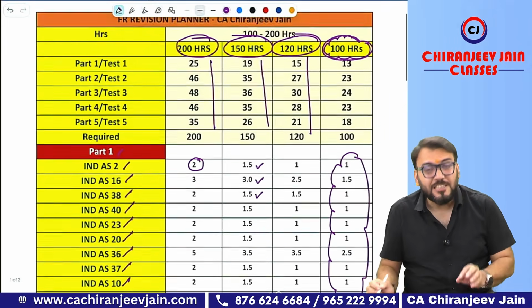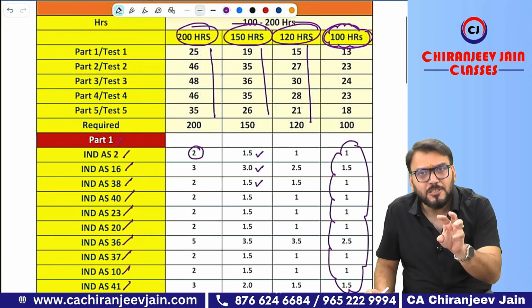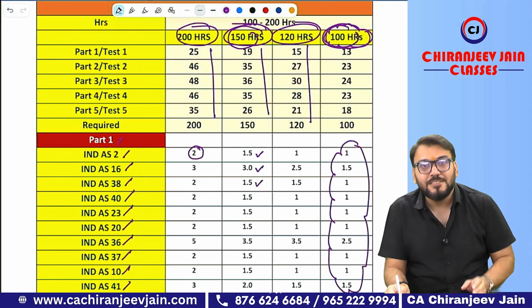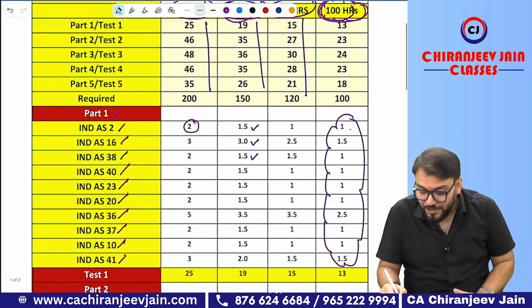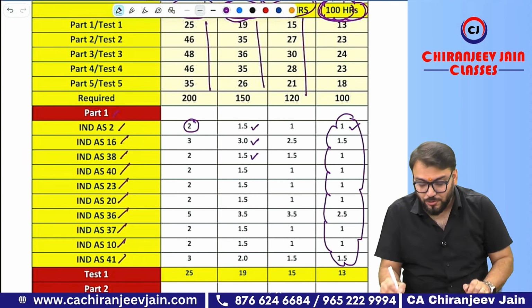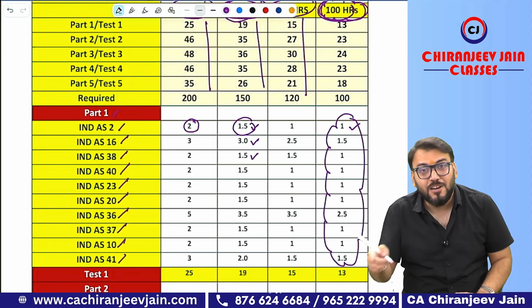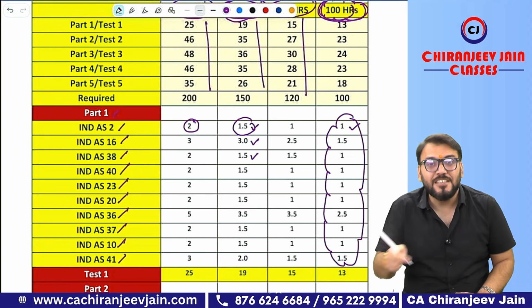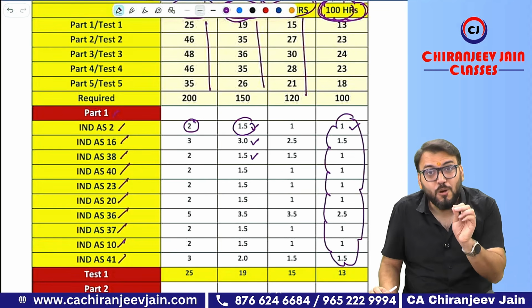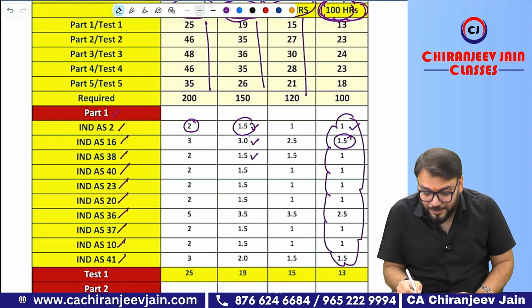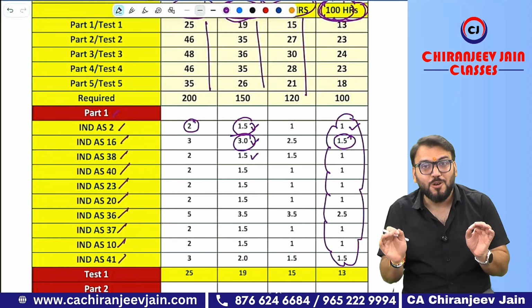Try to understand, if I am teaching you 100 hours, 50 hours is left. So what you can do, 150 hours minus 100 hours is 50 hours. It means if I have already given 1 hour for Ind AS 2, so 0.5 hours is required to practice all the remaining questions, whatever I will give you in the practice session. Similarly, for Ind AS 16, I have already given 1.5 hours. Now you can give 1.5 hours more. I hope you are able to understand.